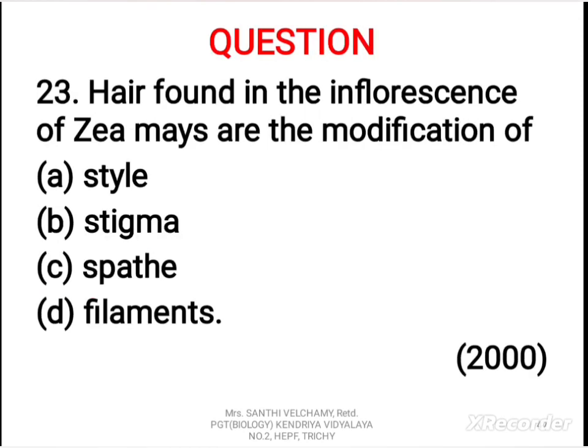Next one: hair found in the inflorescence of maize are modification of A. style, B. stigma, C. spathe, D. filaments. The correct answer is A, style.